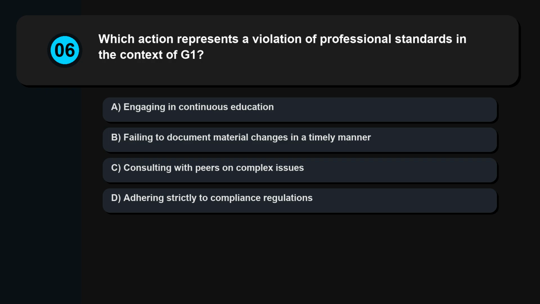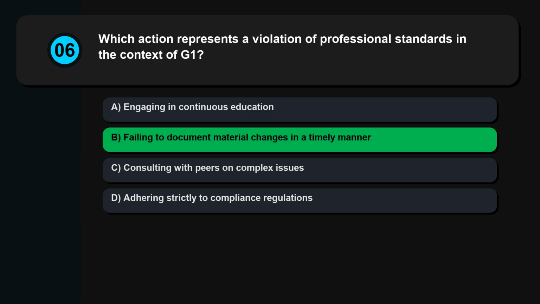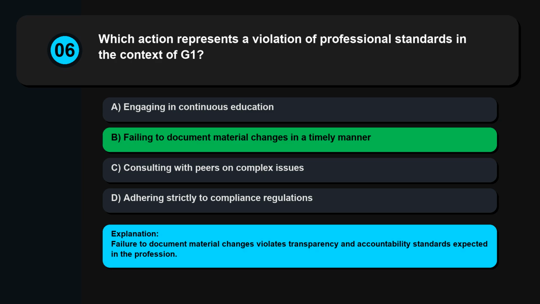Question 6. Which action represents a violation of professional standards in the context of G1? Engaging in continuous education. Failing to document material changes in a timely manner. Consulting with peers on complex issues. Adhering strictly to compliance regulations. Failure to document material changes violates transparency and accountability standards expected in the profession.